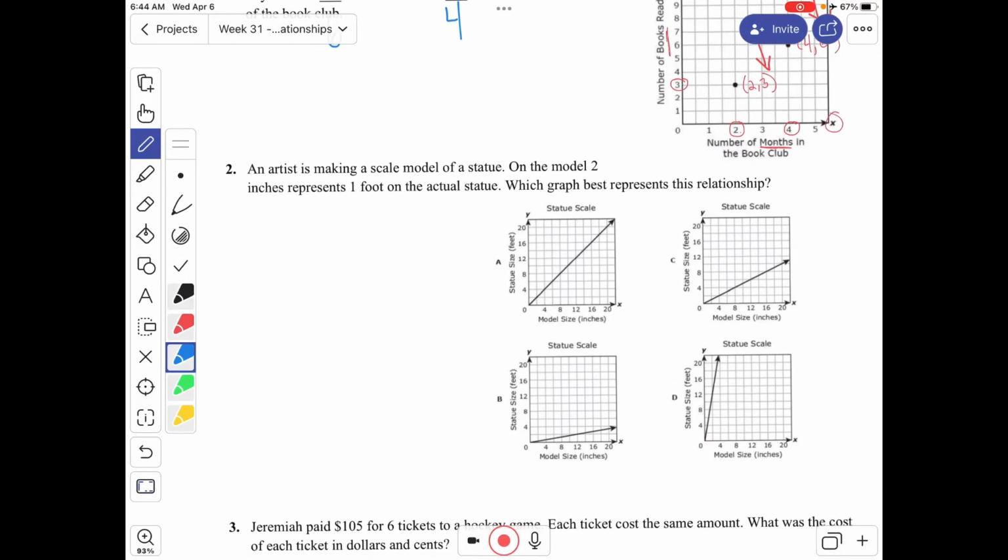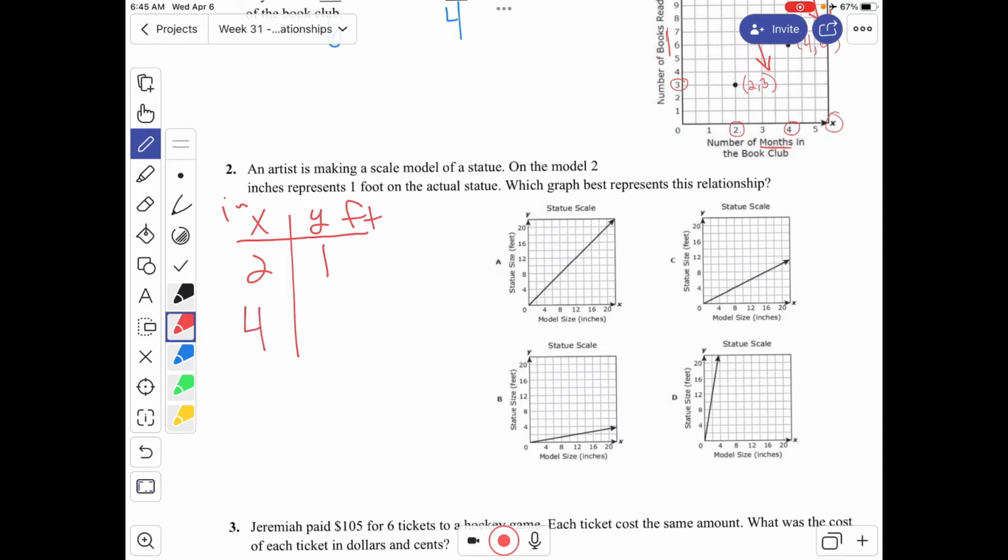Number 2. An artist is making a scale model of a statue. On the model, 2 inches represents 1 foot on the actual statue. Which graph best represents this relationship? It's probably best if you make a little T-chart. X is supposed to represent inches, and Y is supposed to represent the feet. And the scale they give us is 2 inches represents 1 foot.